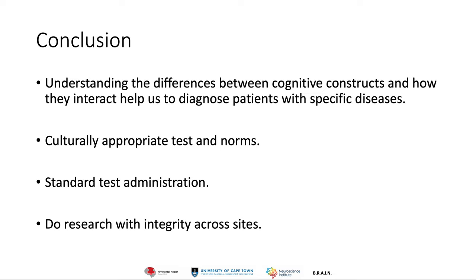So understanding the differences between cognitive constructs and how they interact helps us to diagnose patients with specific diseases and also helps us to inform the patient's treatment plan. It helps us to understand how to interact with and rehabilitate the patient and the environment and can determine whether the patient needs surgery, for example, in cases of cancer of the brain and epilepsy.